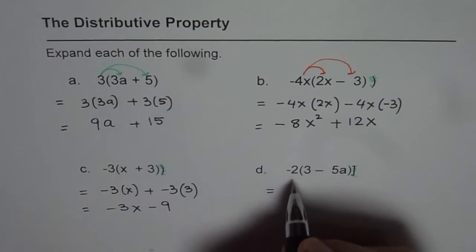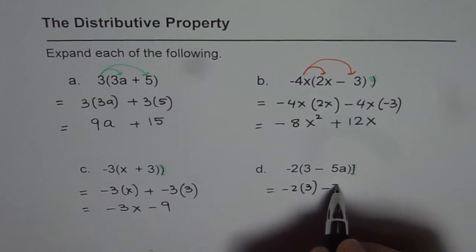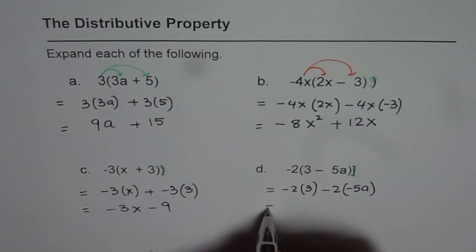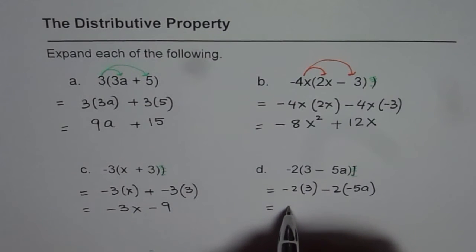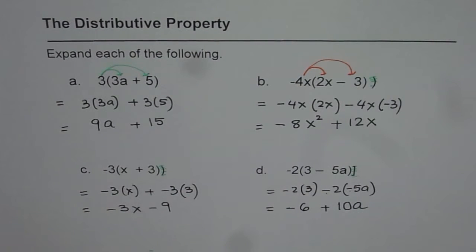What should we get? We should get minus 2 times 3, then we have minus 2 times minus 5a, correct? So minus 2 times 3 will give us minus 6. Negative times negative is positive. 2 times 5 is 10a. So that is how we can expand using the distributive property.